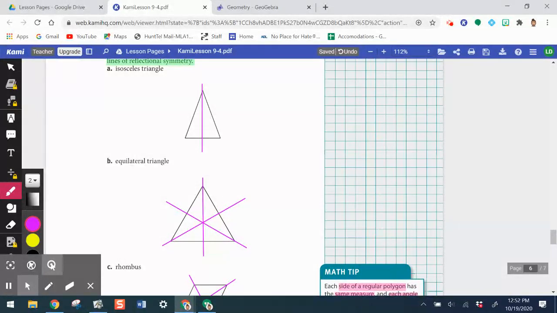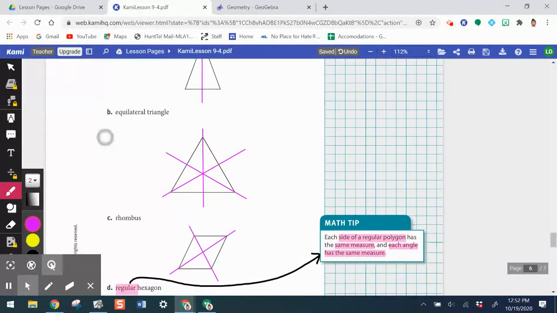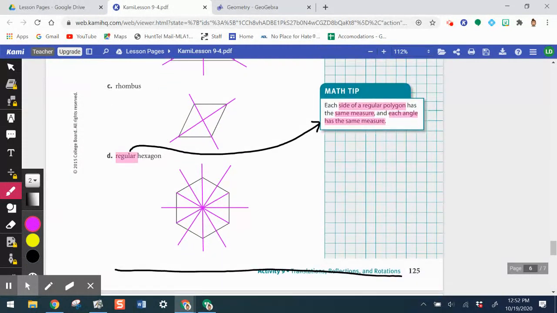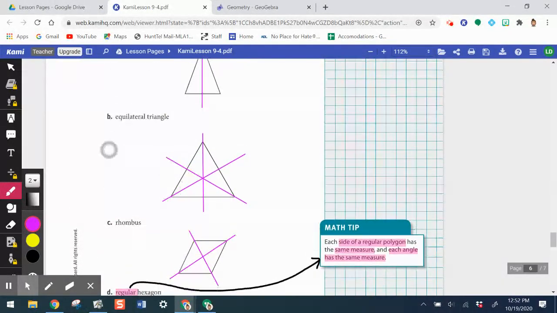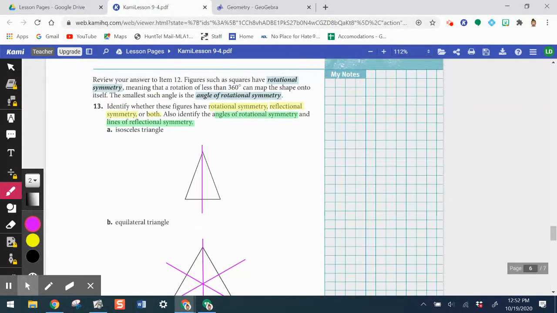So I wanted to start this off a little bit different. If you notice, all I did was draw the lines of symmetry, highlighted a very important piece of information here. But I found this really cool way that if we can visualize reflectional symmetry, and we learned that in lesson 9-3, if we can visualize reflectional symmetry, I found a really cool way, a simple way to then determine if it has rotational symmetry. So 13 told us to identify if it has rotational symmetry, reflectional symmetry, or both, and that's suggesting that it could have one or the other. And it says also identify the angles of rotational symmetry and lines of reflectional symmetry.